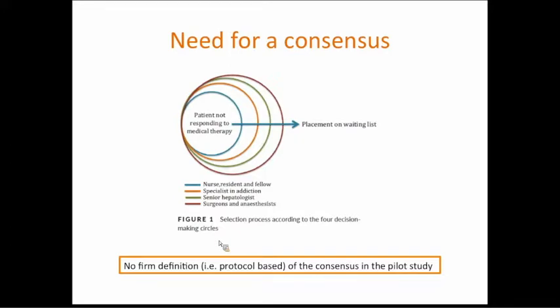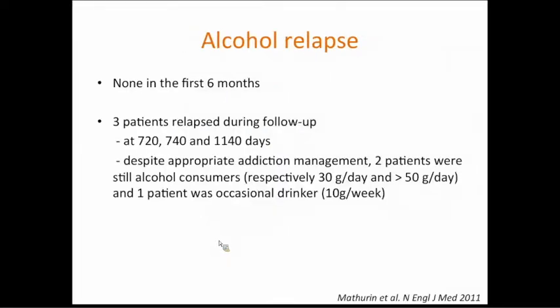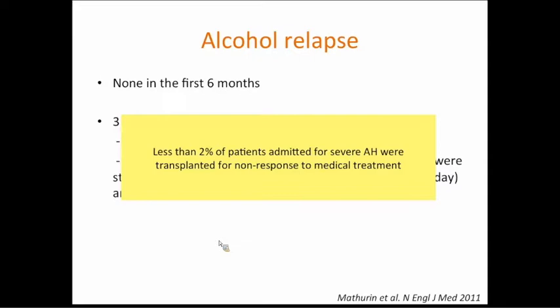But I also have to say that we have at that time no firm definition of how the consensus should be in the pilot study, and we're working on that in a new program, which I will be talking about later. Alcohol relapse, none of them was observed in the first 6 months, and 3 patients relapsed during the follow-up. And despite an appropriate management, 2 patients were still alcohol consumers, daily consumers. In terms of impact on the waiting list, less than 2% of patients admitted with severe alcoholic hepatitis were transplanted. It's crucial. We must evaluate the impact of this procedure on our waiting list, generally speaking.